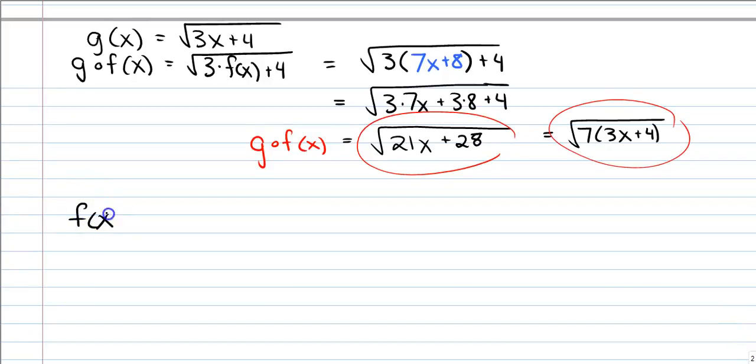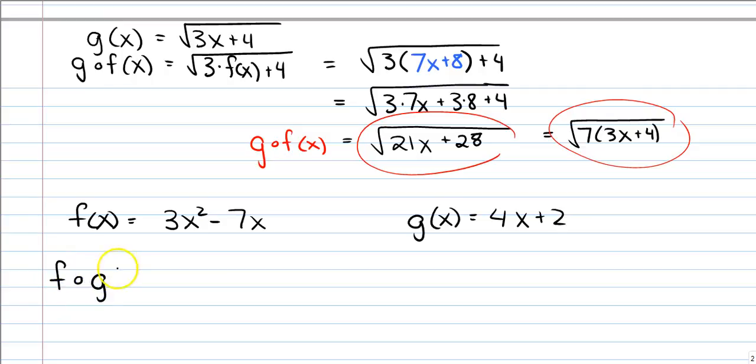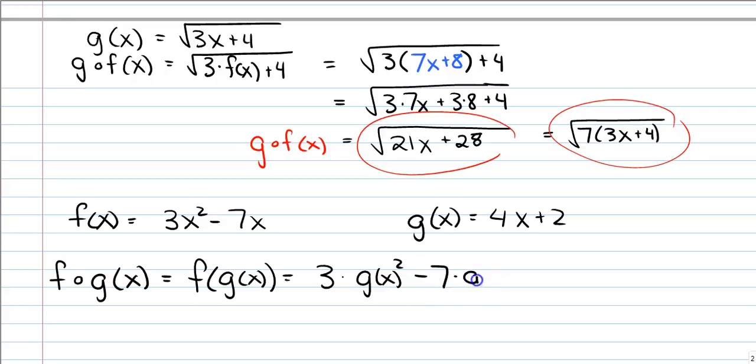If f of x is 3x squared minus 7x, and g of x is 4x plus 2, f dot g of x, the second one goes inside. That is 3 times g of x squared minus 7 times g of x. But everywhere we have g of x, we're putting the function in.